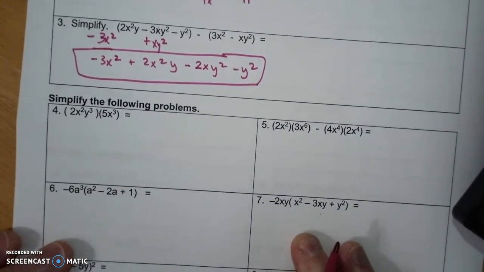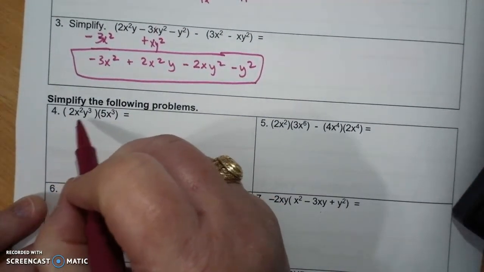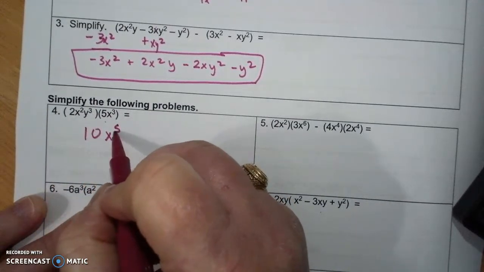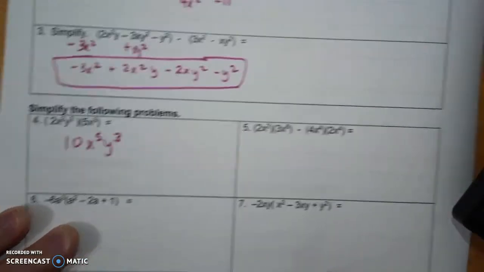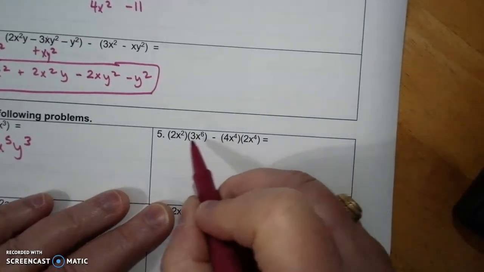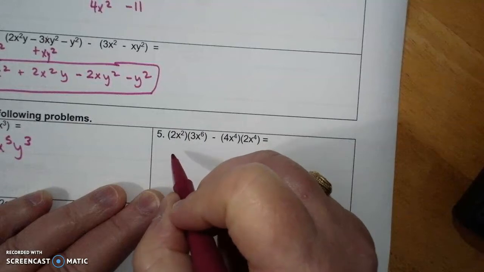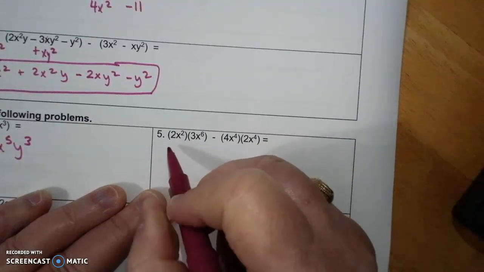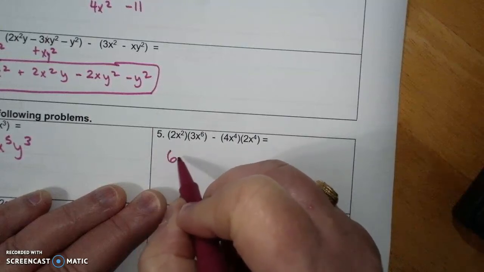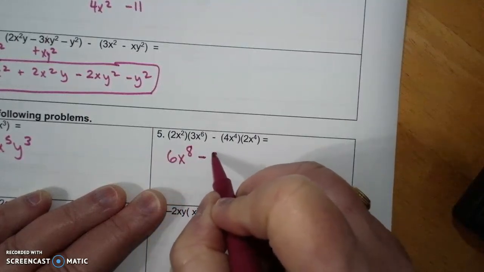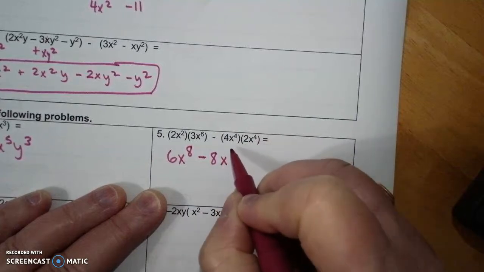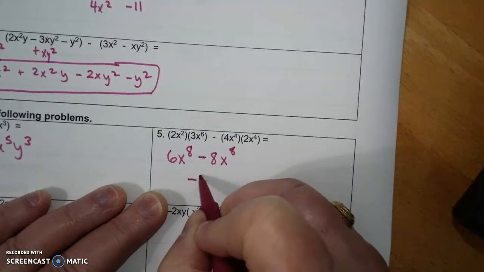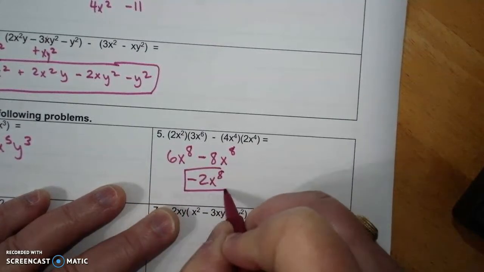Simplify the following. Watch signs: positive numbers, 10, 2 here, 3 here becomes 5y cubed. Subtract, this is going to be multiply and then subtract. So this is 6x to the 8th minus 8x to the 8th. They have the same last name, so negative 2x to the 8th.